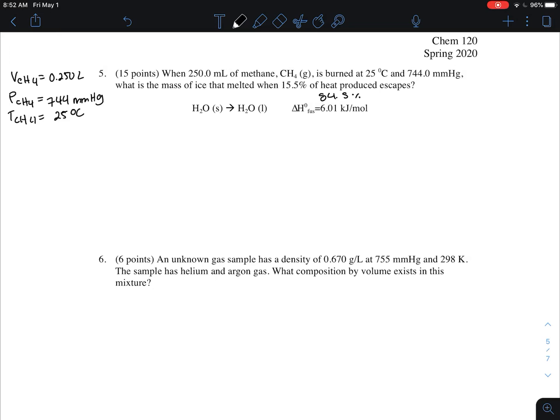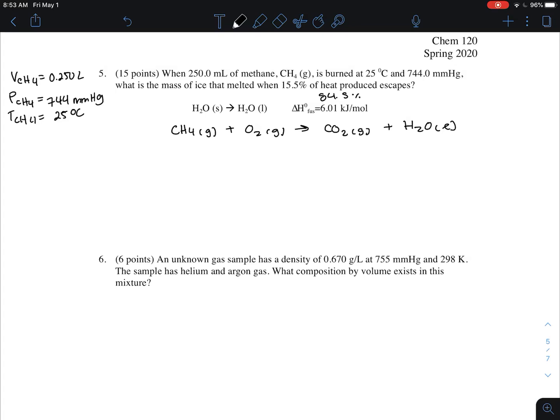When 250 milliliters of methane is burned and the ice melted, well, I know methane burns in oxygen to make water. So you know what? I'm just going to write my combustion reaction. Let's just do that. So methane plus oxygen makes carbon dioxide and water. Now note here, when your methane is burned and makes carbon dioxide and water, if it isn't sealed, your carbon dioxide is gone because you can't keep the gas, but your liquid is still there.